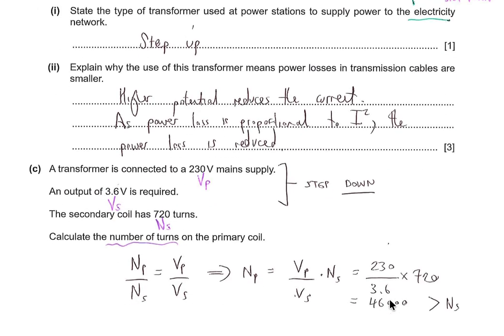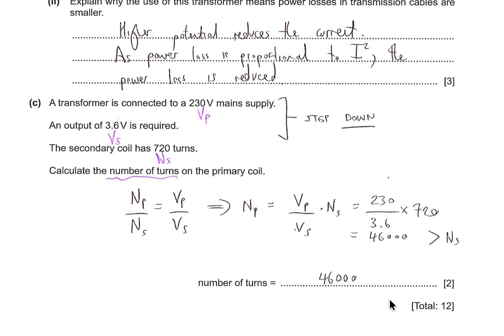All right, last one. We've got a nice calculation question. Again, a really common question in terms of calculations. We've got a transformer connected to a 230 volt main supply. That's VP. We've got an output of 3.6. That's VS. And you notice here we're going from high to low, so it's step down. We're then told the secondary coil NS has 720 turns. So we want to know NP, the number of turns on the primary coil.